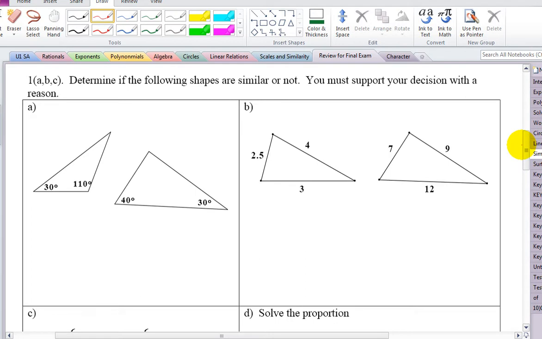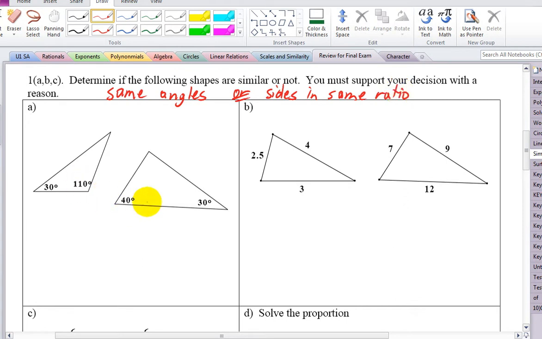So A, are they similar or not? What do you guys think? Do you know enough information? You do? Absolutely. So we have 2 rules for triangles. You want to check the angles. If you have same angles, that means they're similar. Or corresponding sides in the same ratio. So A, which reason is it?